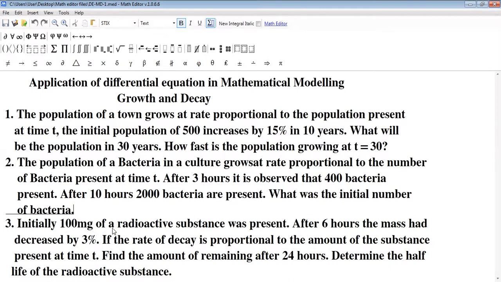Initially 100 milligram of a radioactive substance was present. After 6 hours, the mass had decreased by 3%. If the rate of decay is proportional to the amount of the substance present at time t, find the amount remaining after 24 hours. Determine the half-life of the radioactive substance. That means you have to find out the half-life, and you have to also find the amount remaining after 24 hours. So for finding the decay rate, we are using the differential equations for physical modeling, really a physical application.